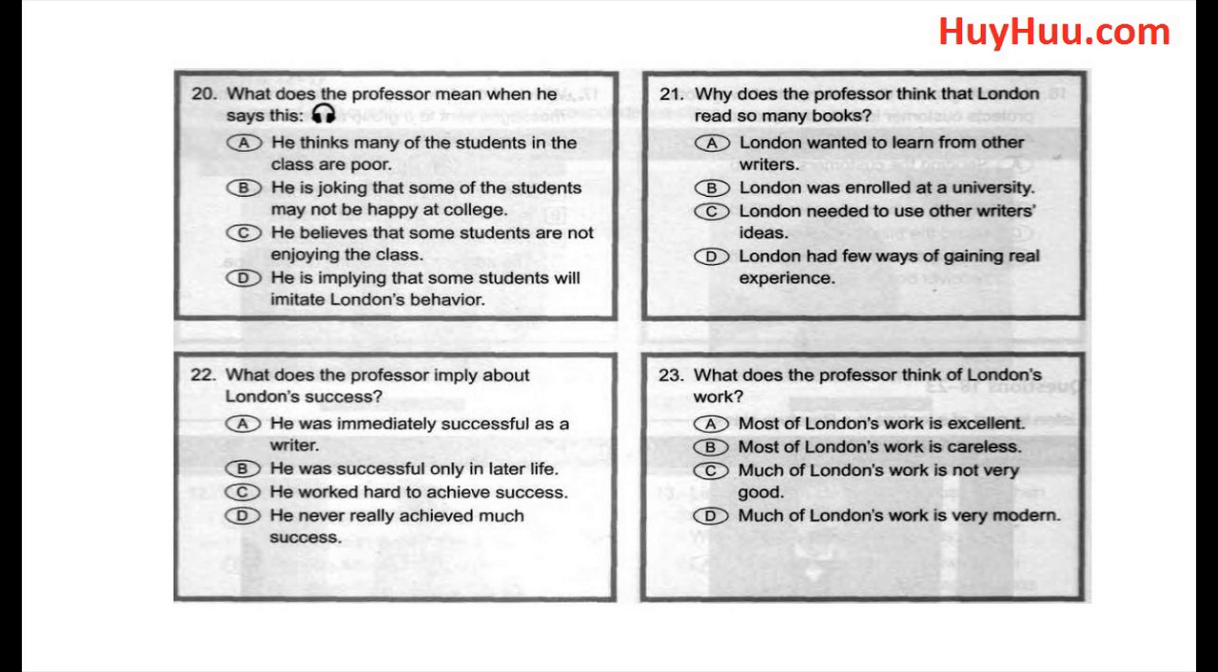21. Why does the professor think that London read so many books? 22. What does the professor imply about London's success? 23. What does the professor think of London's work?